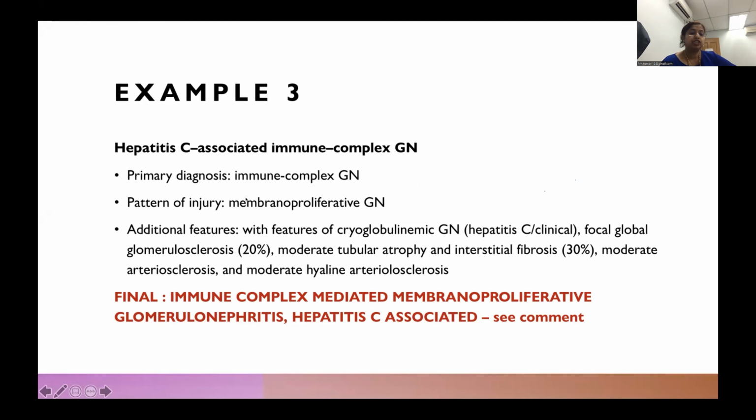So if the pattern of injury is MPGN pattern, the primary disease will be immune complex mediated glomerulonephritis. All these additional findings are also there, but I will put them under the comment. My main final diagnosis will be immune complex mediated membranoproliferative glomerulonephritis, hepatitis C associated. So that's how we write it down. Basically that's how it looks.